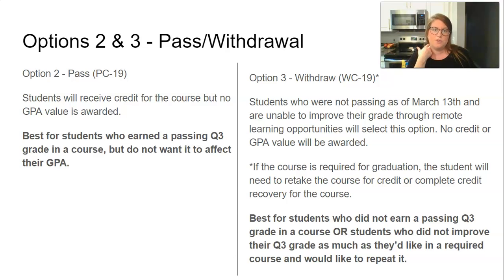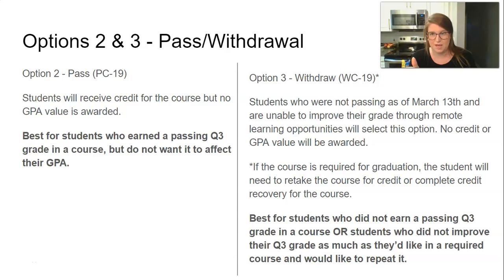Okay, so options two and three have to do with passing and withdrawing from courses. So option two is the pass option. Basically, for this option, students would receive credit for the course, but they wouldn't have any GPA value awarded. So this is going to be best for students who earned a passing grade in a quarter three course, especially courses that are required for graduation, because you can get that credit for your diploma, but you don't want it to affect your GPA.